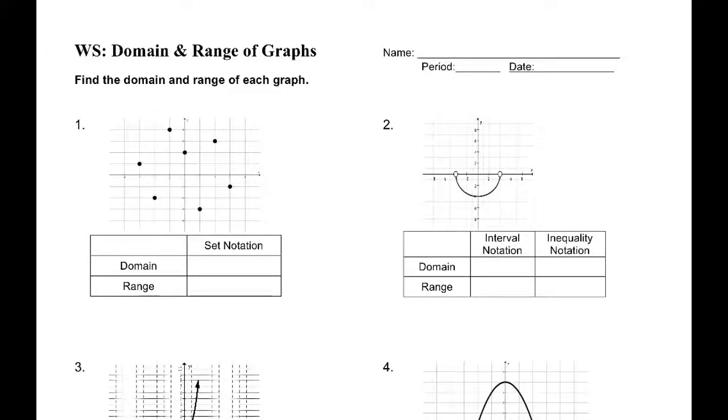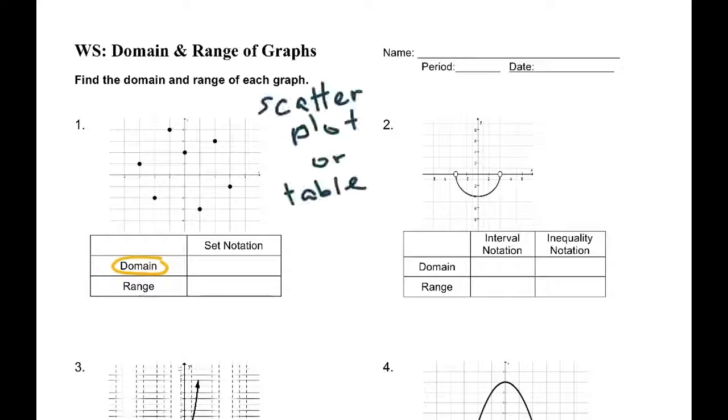Okay, today we're going to be talking about domain and range. I want you to have a highlighter or some color. We are going to focus the domain in yellows. So if you are ever given just a scatter plot or just a table, then you are going to do your domain and range as a list like I'm going to do here.